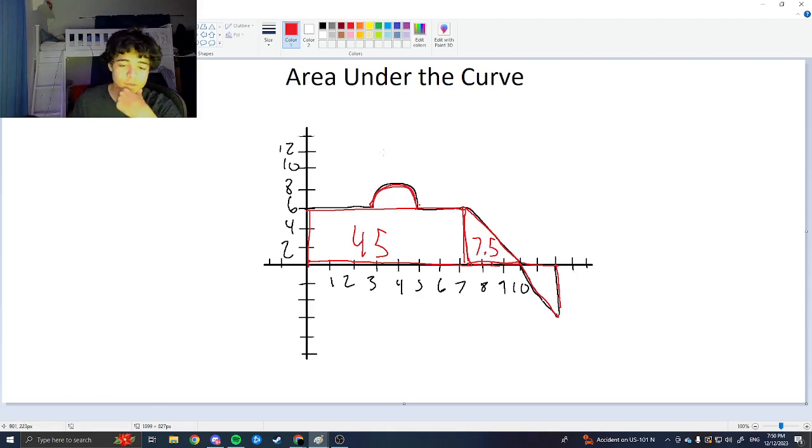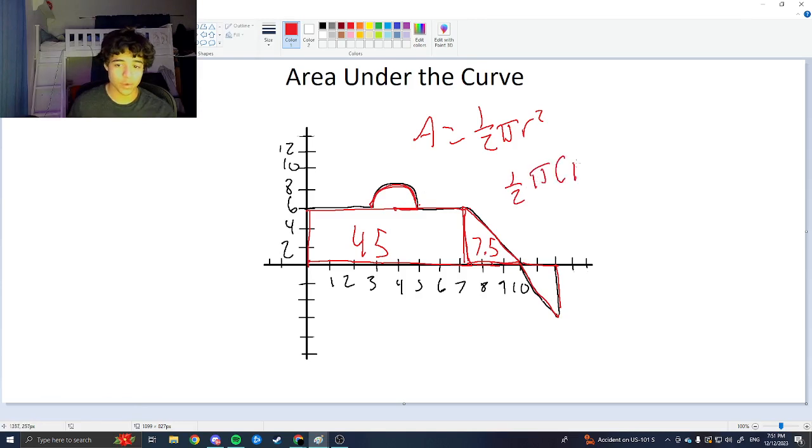And this semicircle up here, the area of a circle is pi r squared. And since this is half of a circle, it's 1/2 pi r squared. So the radius in this case, the diameter is 2, right? So the radius would be 1. So we have 1/2 pi times 1, or pi over 2 is the area of our semicircle.